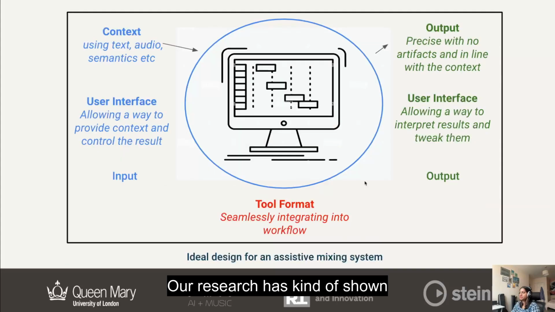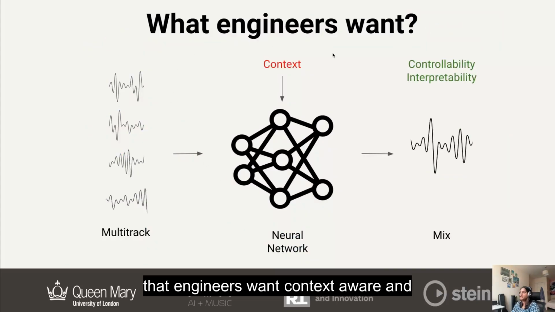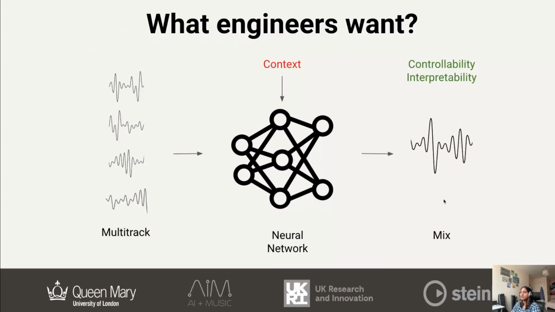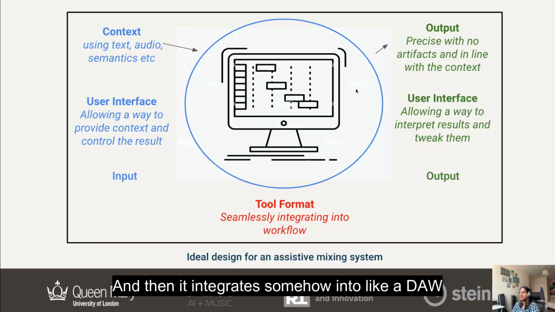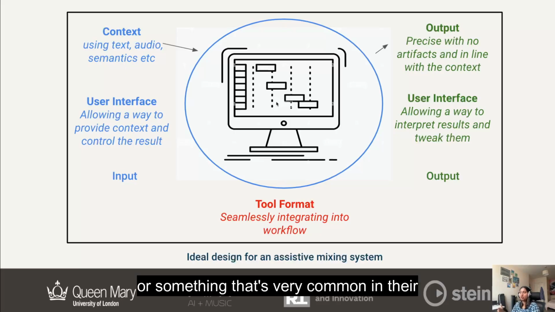Our research has shown that engineers want context-aware and controllable assistive mixing systems. So from the perspective of development, it means a system that has a UI for providing context, whether it's text, audio, or semantics, and a way to tweak the results afterwards, and that integrates into a DAW or something that's very common in their workflow.